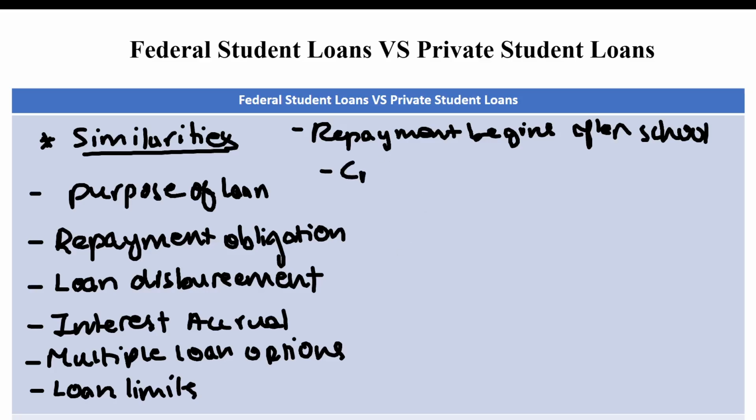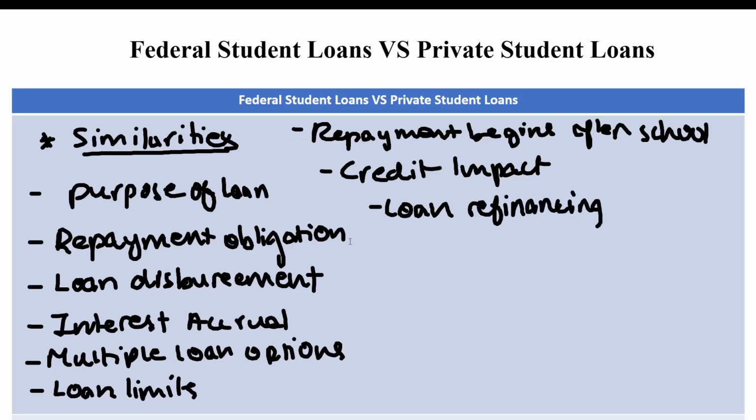Then we have credit impact. Both federal and private loans impact the borrower's credit history. Timely payments help build a positive credit record, while missed payments can harm credit scores. Then we have loan refinancing. Both federal and private loans can be refinanced through private lenders. Refinancing can consolidate multiple loans into one with potentially lower interest rates, depending on the borrower's creditworthiness and market conditions.